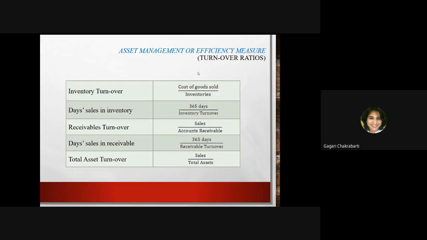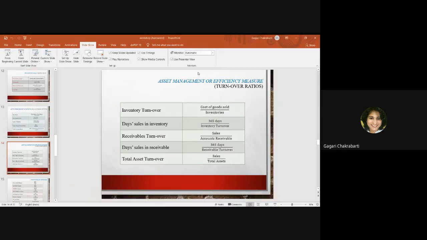We have only 5 minutes left today, so that is why I'll not be going into the asset management or efficiency measures, because we still have 2 days to go. So now I'll rather ask you for any clarification or any questions that you have. Let's see whether anything is there in the chat box.